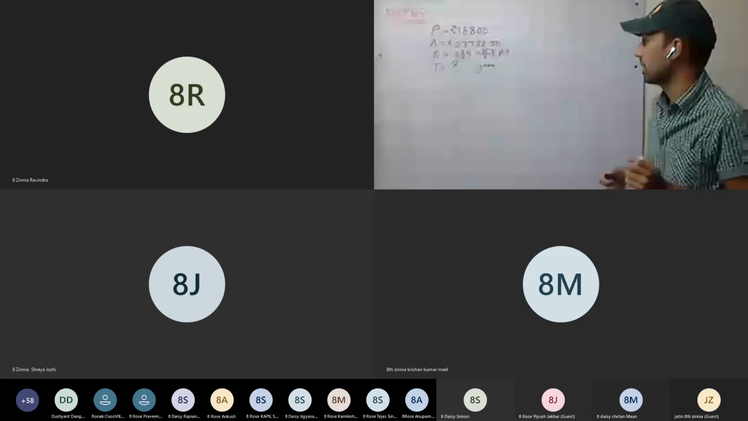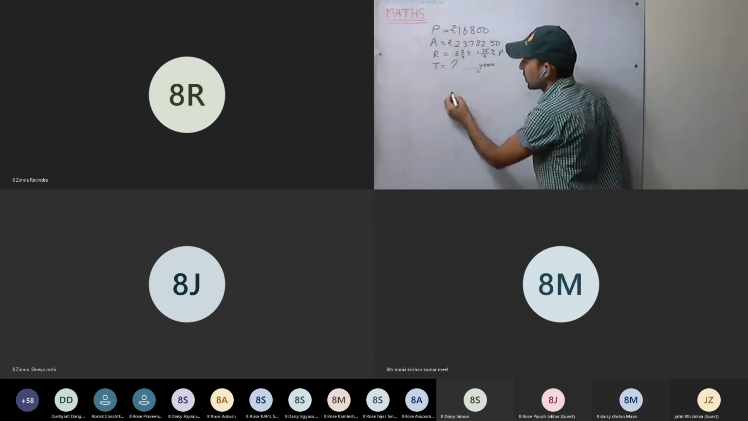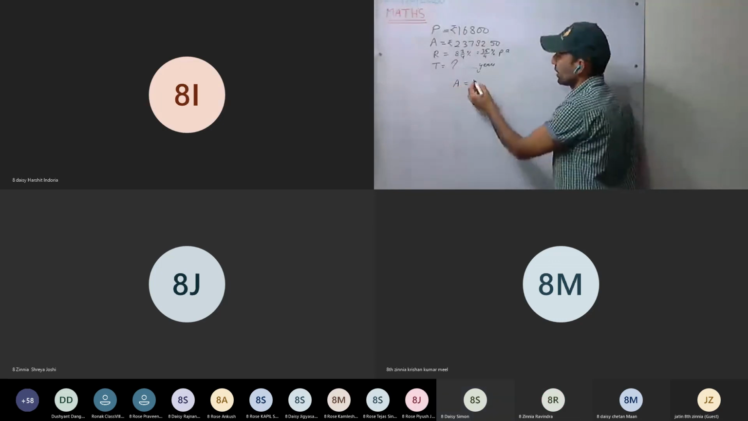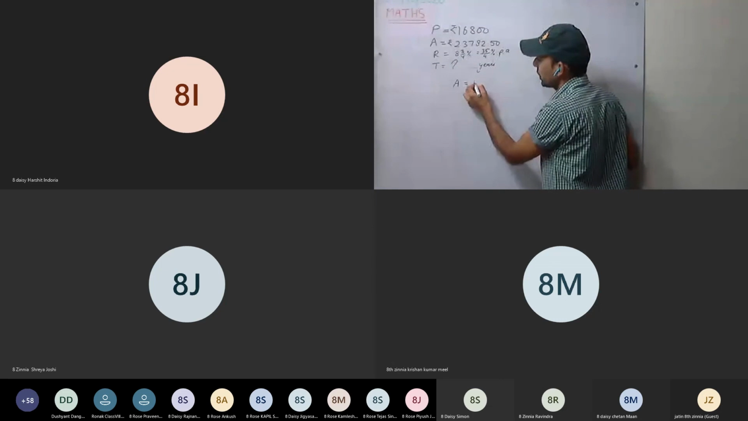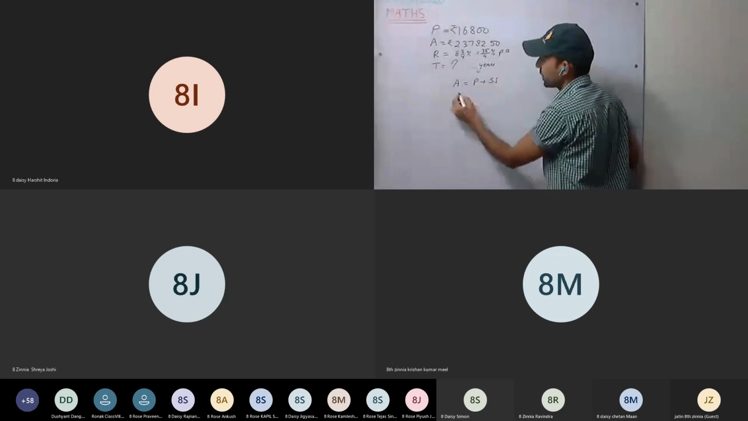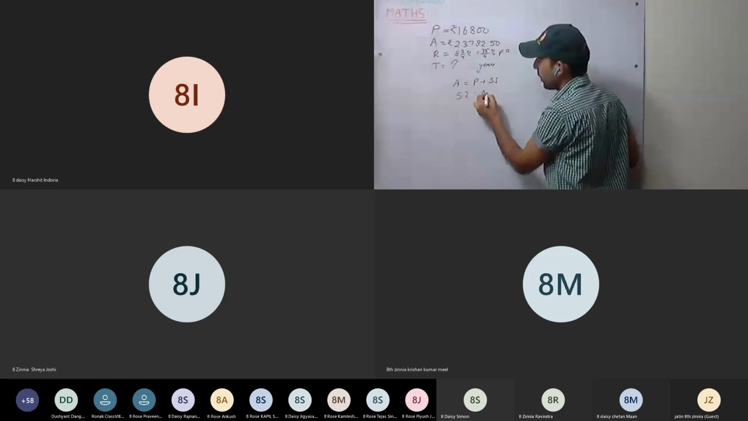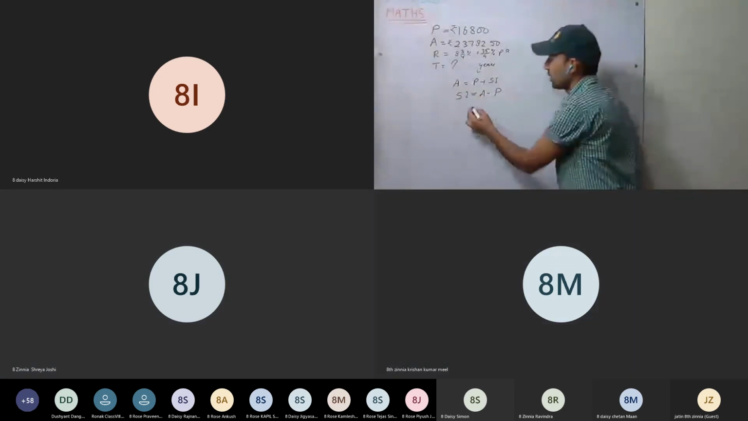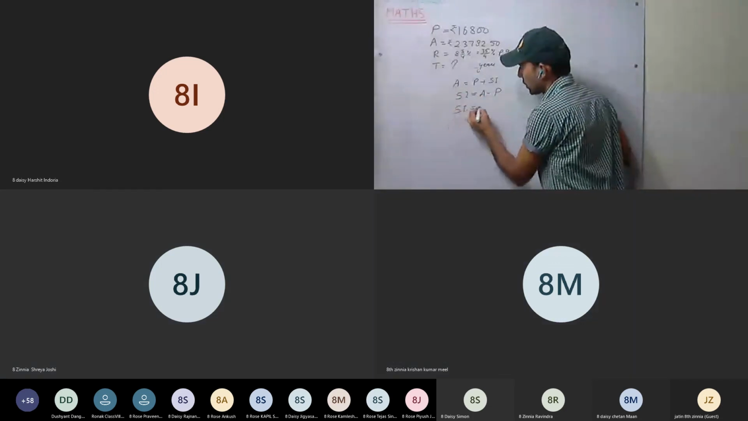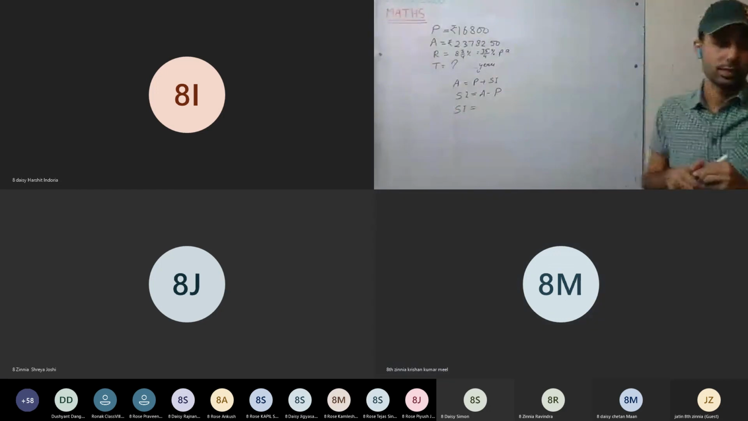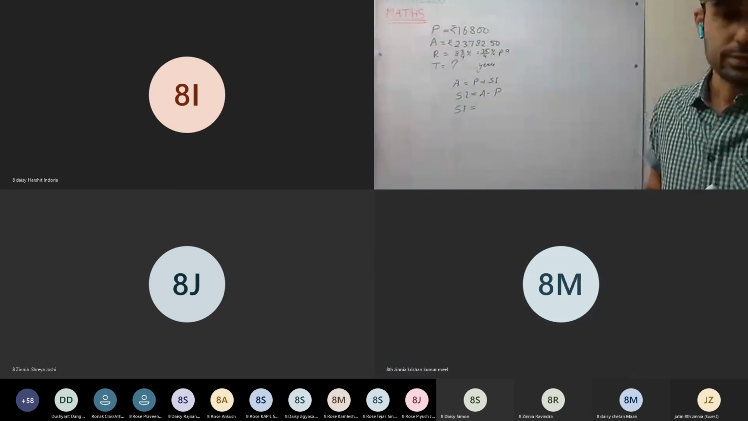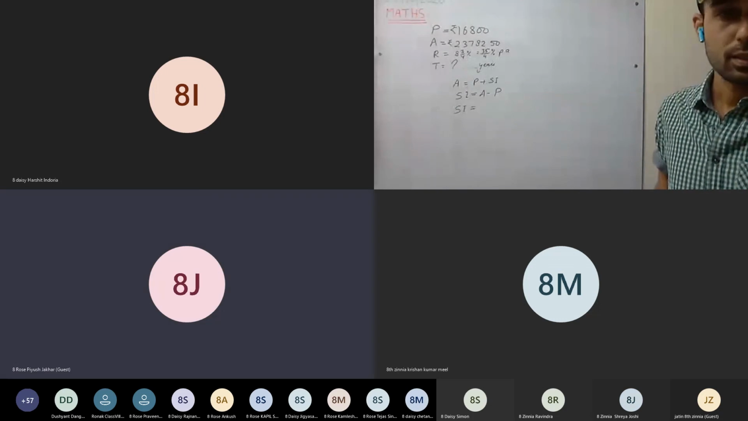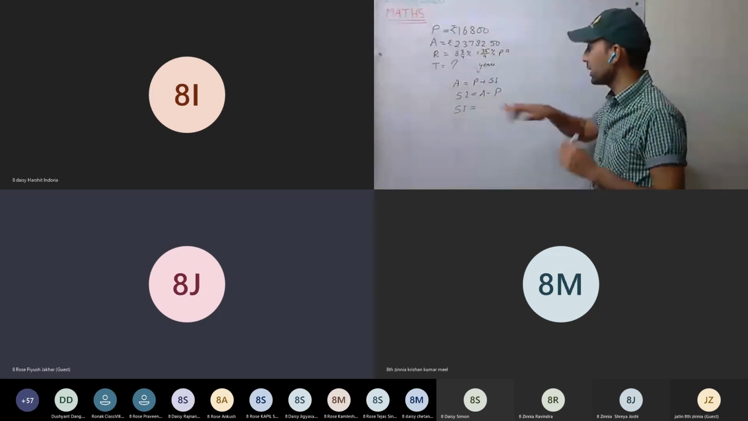How to calculate? Sir, first we have to find the interest. Simple interest. Calculate the simple interest. Amount equals principal plus simple interest. So simple interest equals how much? Amount minus principal. Calculate that one. Sir, time over. Okay, so you have calculated the simple interest.